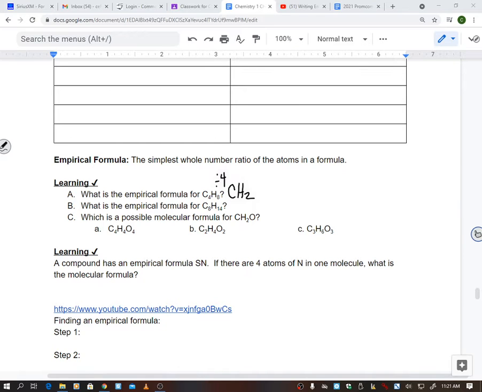right? On B, what is the empirical formula for C8H14? Now this one is going to be divisible by 2. So it turns out C4H7. Now C is doing the exact opposite. It is giving you a molecular formula of CH2O. It's in its simplest form, and it's saying what could have been its empirical formula.